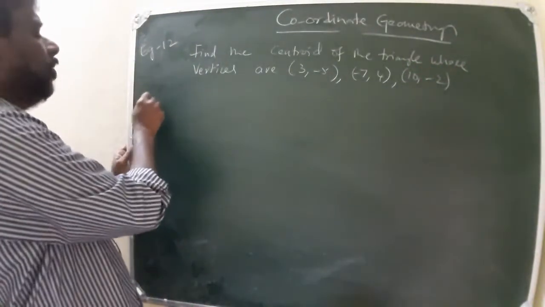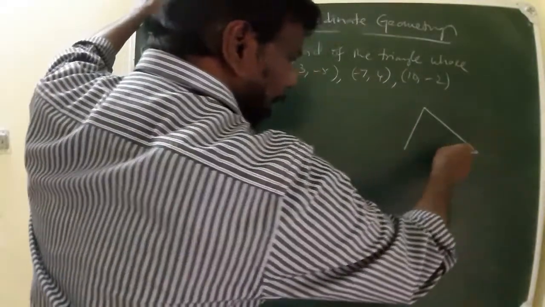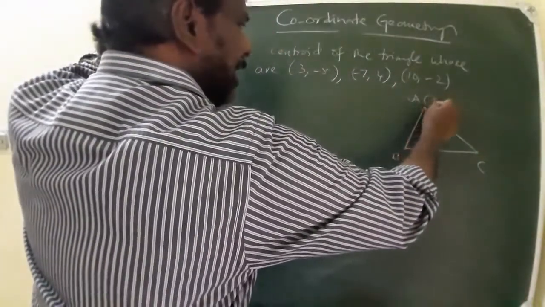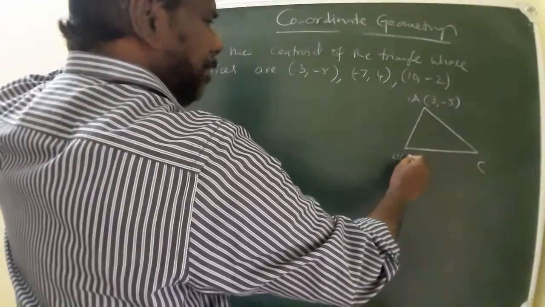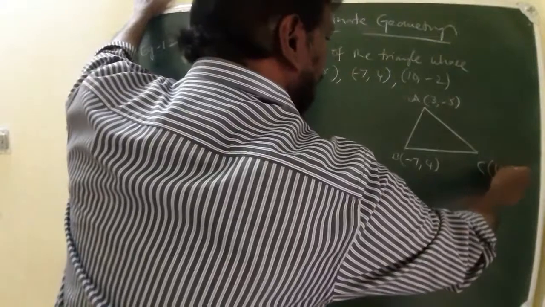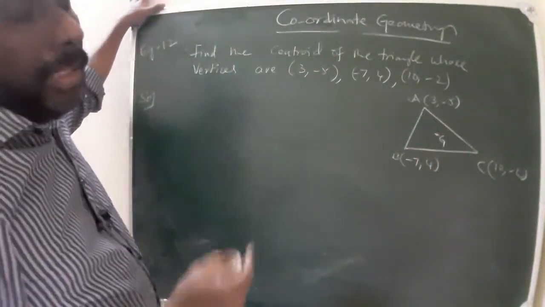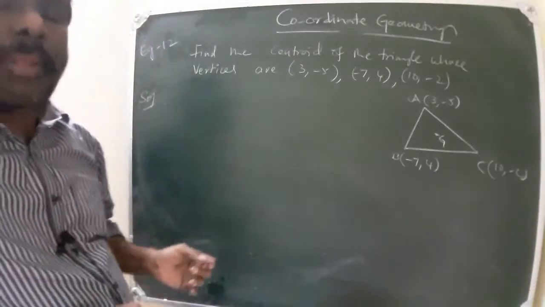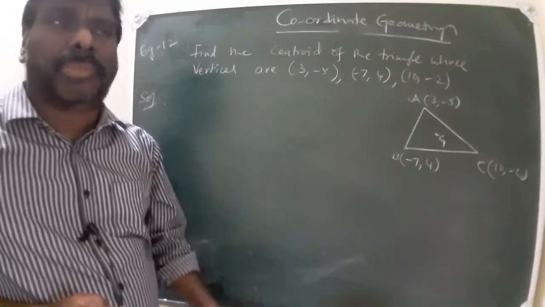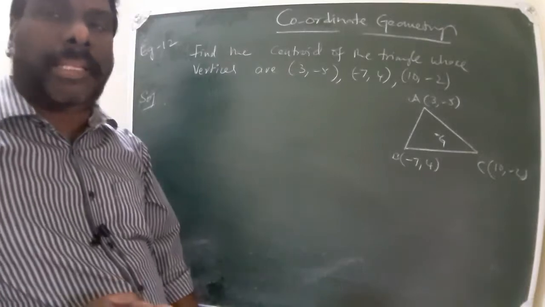So here if you want to draw a diagram, the centroid will be inside the triangle. So you draw a rough diagram, triangle ABC. Let the first point be (3, -5), the second point (-7, 4) and the third one (10, -2). Here will be the centroid point. I already told the formula for the centroid. What is the centroid point formula? (x1 + x2 + x3)/3, (y1 + y2 + y3)/3.